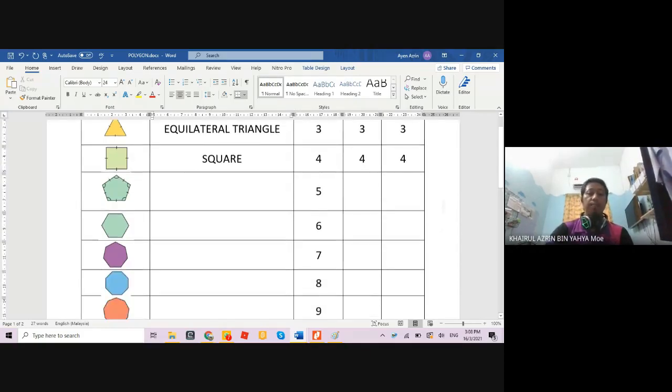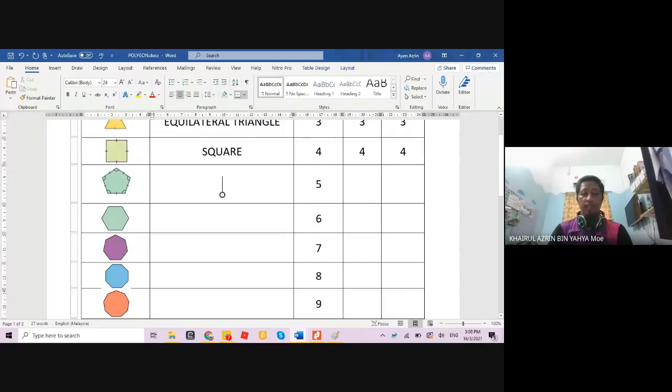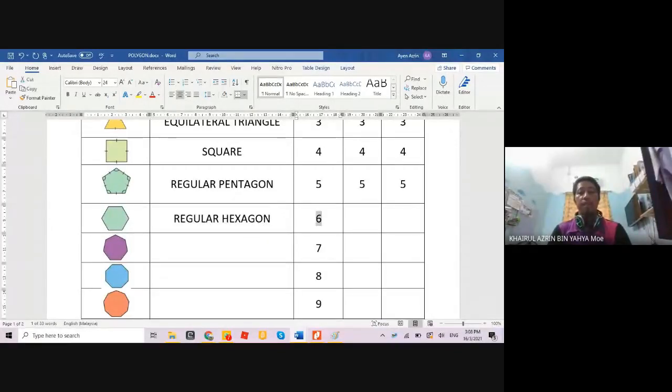And then, what is the name of this one? Actually, we need to type regular. Regular meaning all the same. This is a regular pentagon. Number of sides 5, number of vertices 5, number of axes of symmetry also 5. For 6 sides, we call this a regular hexagon. Number of sides 6, number of vertices 6, and number of axes of symmetry also 6.